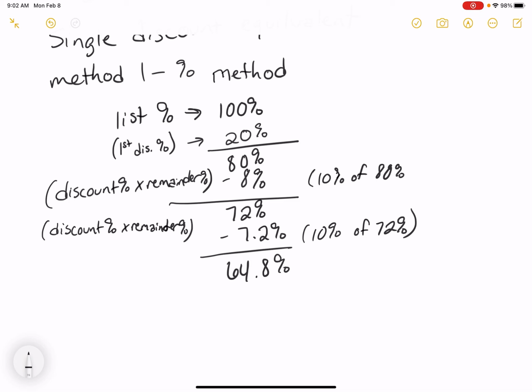So then this is your invoice price. So this is the amount that you actually have to pay, your discounted price. And you just multiply that by the list price, and that gives you the discount price. Method 1 is the hardest. Method 2 is a table.